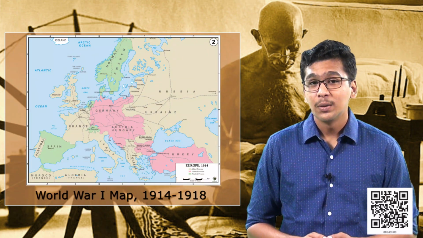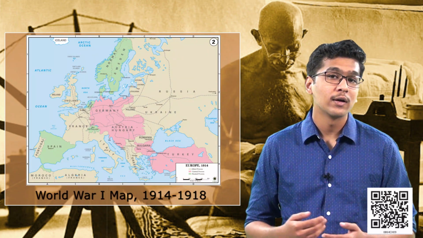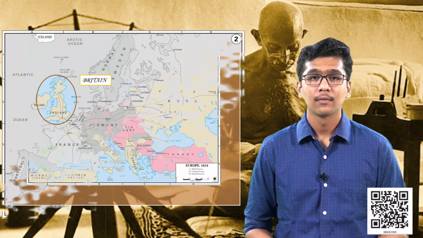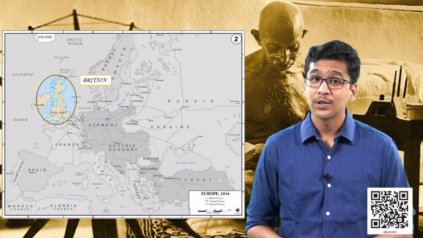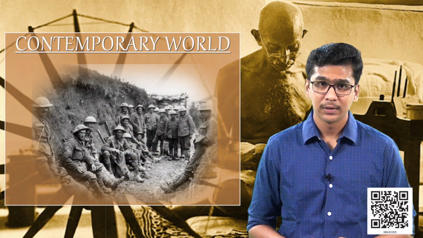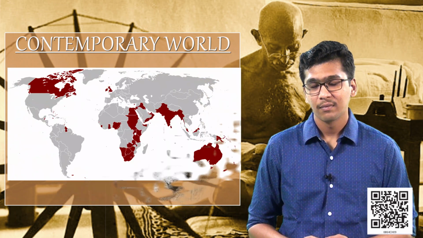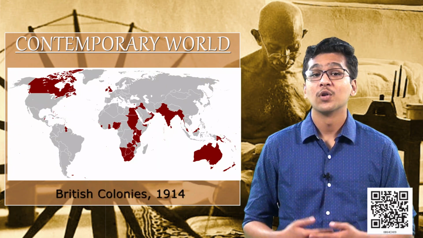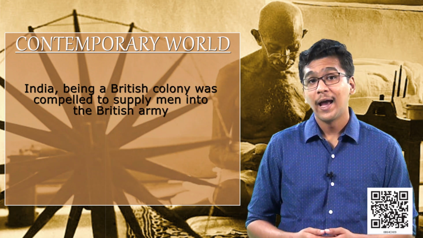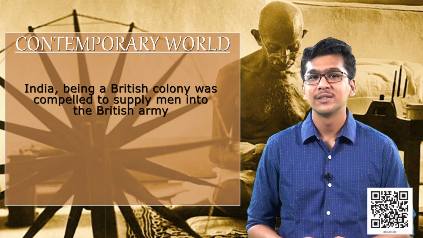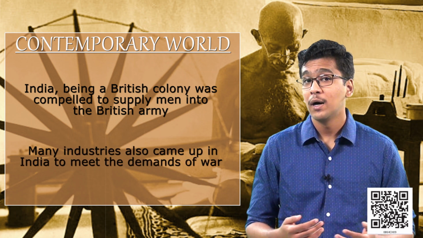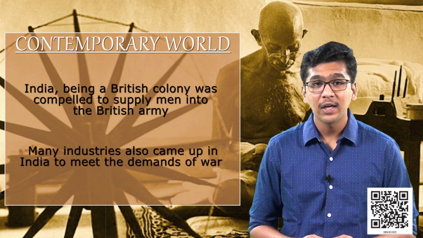Yes, it was the period of the First World War, which was fought between 1914 and 1918. Britain was also a part of the First World War and it required a lot of weapons and soldiers. Where would they get them? Yes, they got them from the colonies of the British. India, being a colony of the British, had to supply soldiers and weapons. Many industries came up in India to meet the demands of the war, about which you have studied in Chapter 6.